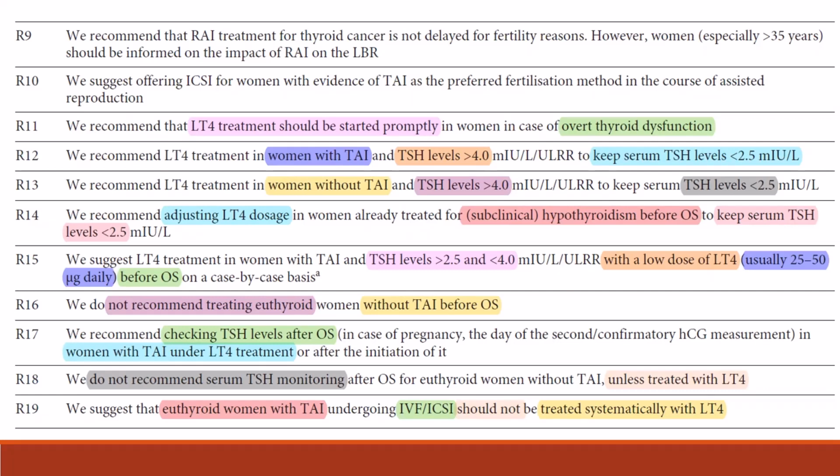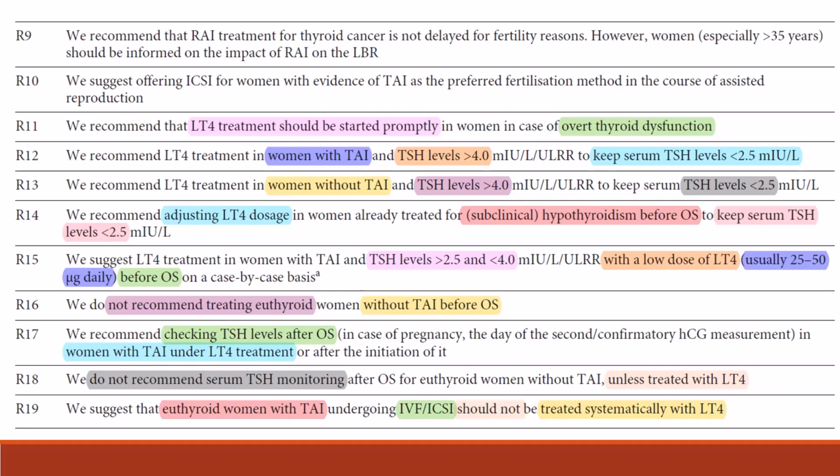Also, if the TSH is more than 2.5 and less than 4, in this situation, we should start a low dose of levothyroxine, usually 25 to 50 microgram, before ovarian stimulation on a case-by-case basis. If the patient is euthyroid without thyroid autoimmunity, it is not recommended to treat with levothyroxine.